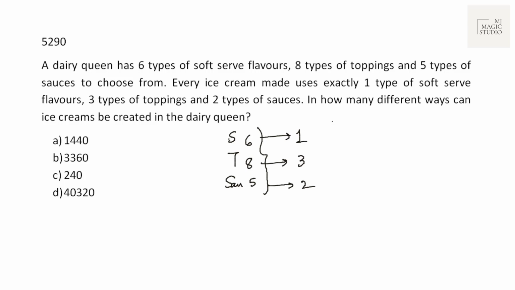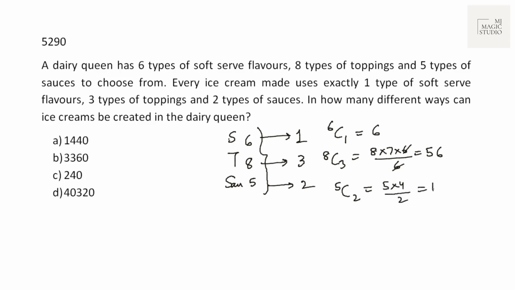So in how many ways can we select 1 out of these 6? It is 6C1 ways, that is 6. In how many ways can we select 3 of the toppings from 8? That is 8C3, that is 8 into 7 into 6 by 6, that would be 56. And the number of ways of selecting 2 sausages from 5 sausages would be 5C2. Combination technique is used when we are going for selection. 5C2 is 5 into 4 by 2, that is 10. So the total number of different ice creams that can be created is 6 into 56 into 10, which is 3360.